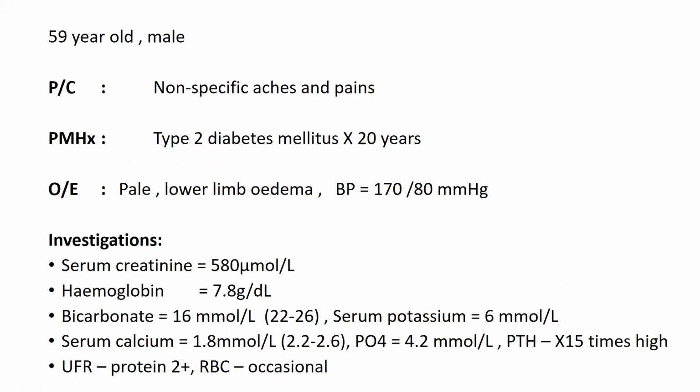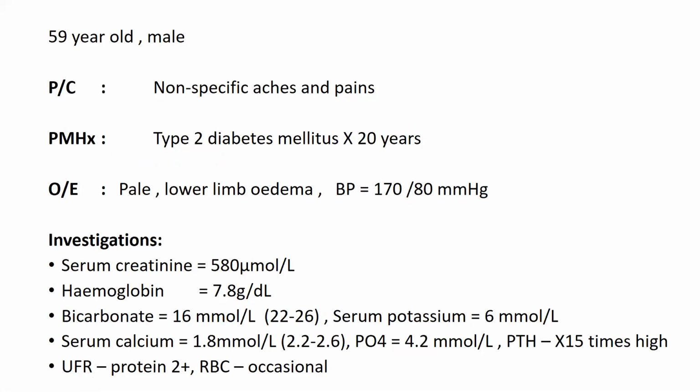So this is a classic example of a patient presenting with a suspected chronic kidney disease, and I'm sure with all the medicine appointments you have done, you have met at least 1 or 2 patients like this with a classic CKD history. So this is a 59-year-old male patient who's presenting with non-specific aches and pains. He has a past medical history of type 2 diabetes mellitus for more than 20 years. On examination, he's pale, he has lower limb edema, and he's hypertensive with a blood pressure of 170/80.